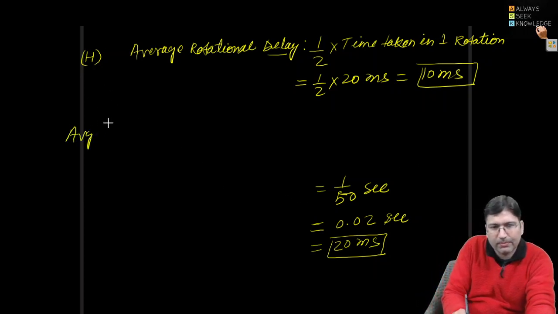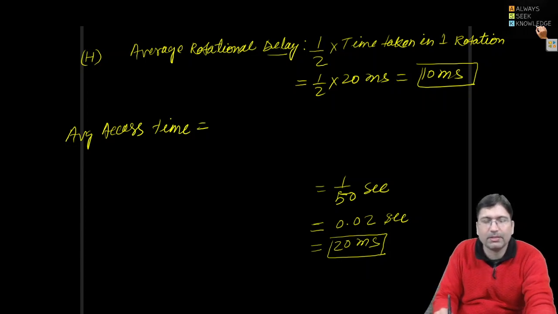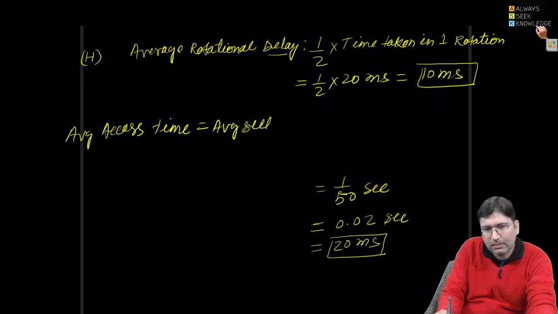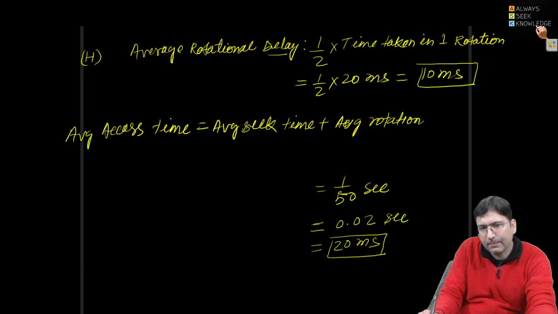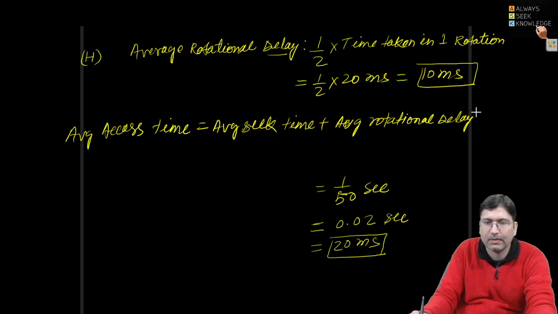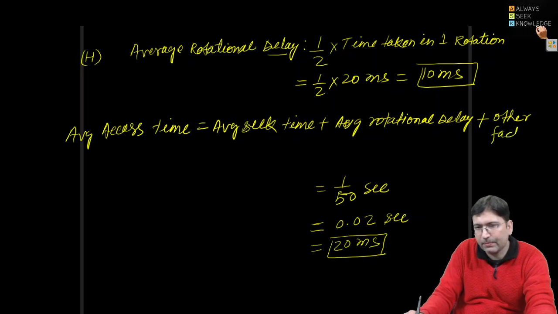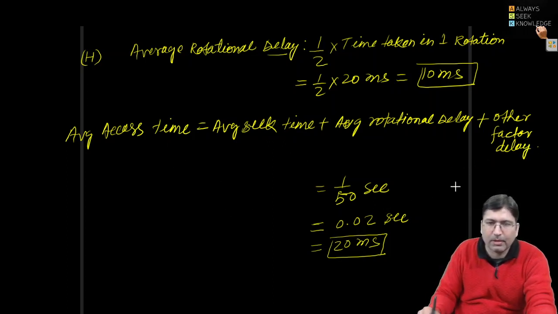So if you calculate average access time of the disk, the average access time of the disk is average seek time plus average rotational delay plus some overhead or some other factor delay. So if there is any other delay, maybe because of control unit or anything, then we can consider.